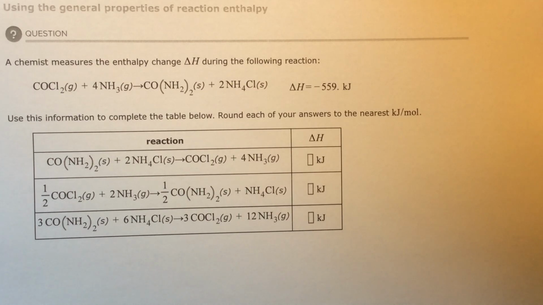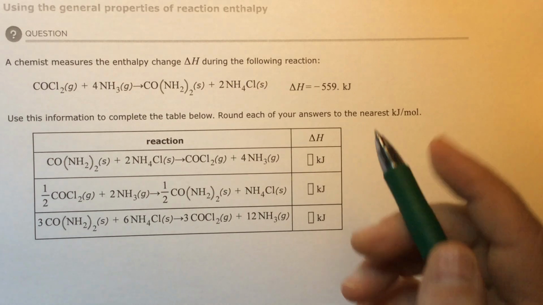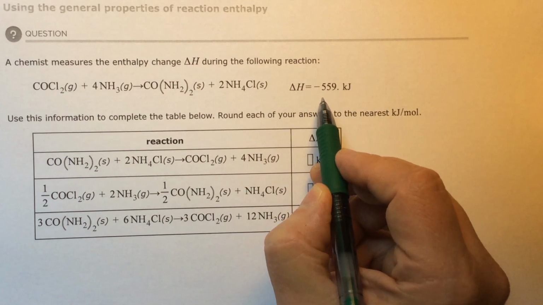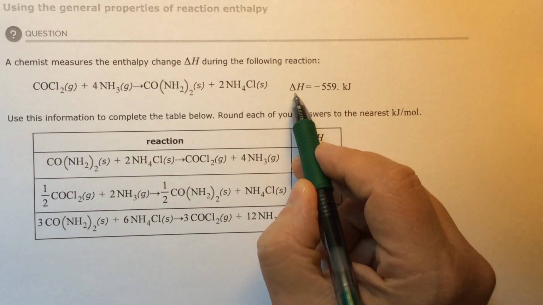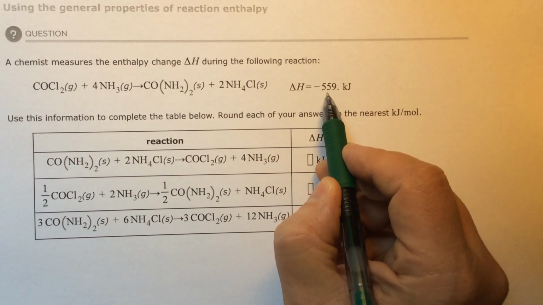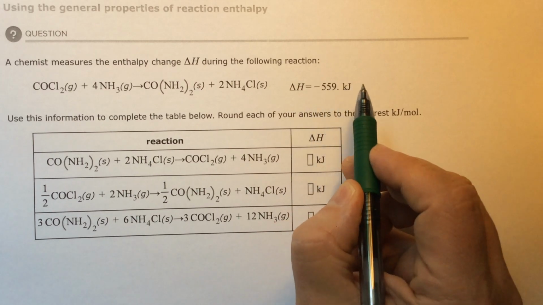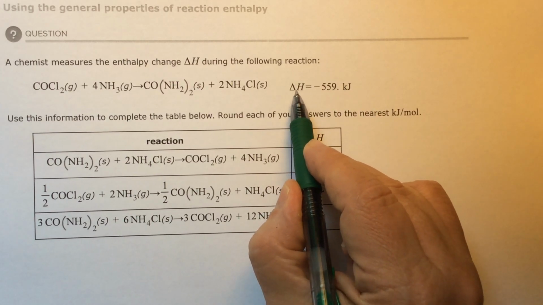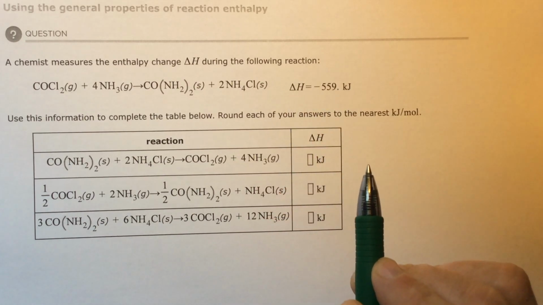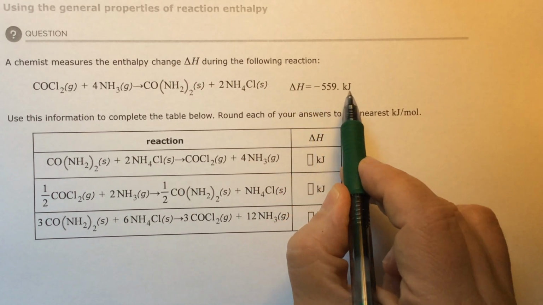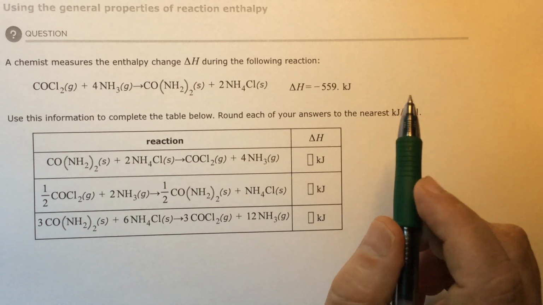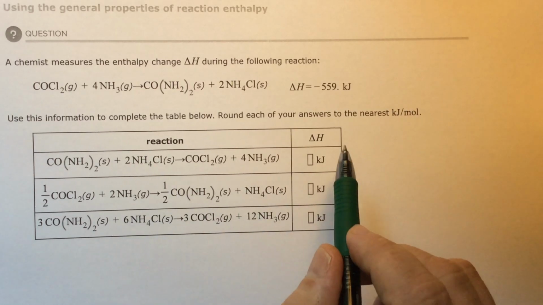All right. So if you remember the previous lesson, if your delta H, your enthalpy, is negative, it's an exothermic reaction. If it's positive, it's an endothermic reaction. So if it's positive, there's more energy at the end than the beginning. If it's negative, there's more energy at the beginning than at the end. So in the case of negative 559 kilojoules of energy, this is an exothermic reaction.